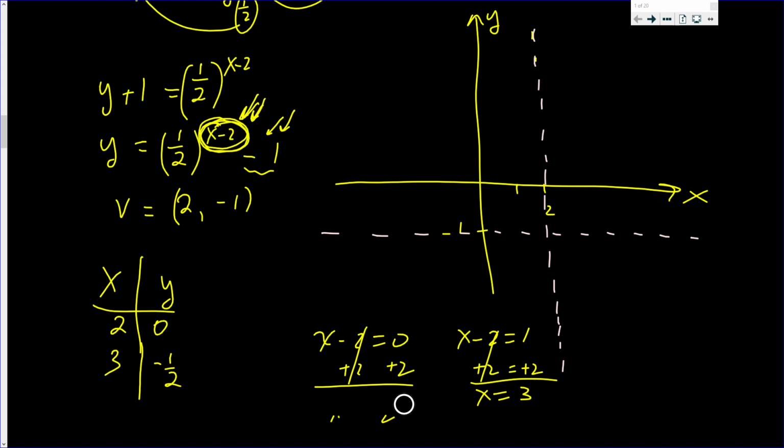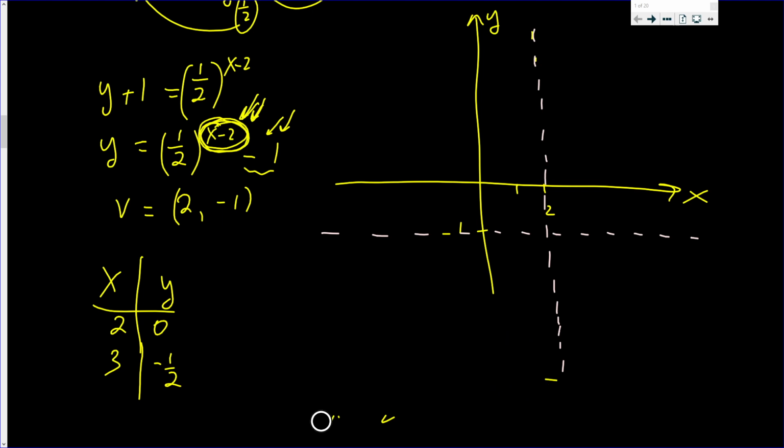I'm going to remove this side work. And I'm going to extend the x-axis. So, okay, (2, 0). X is 2, y is 0. That happens to be right here. (3, -1/2). Well, here's 3, and that's -1. So -1/2 is like right there. So we have that point.